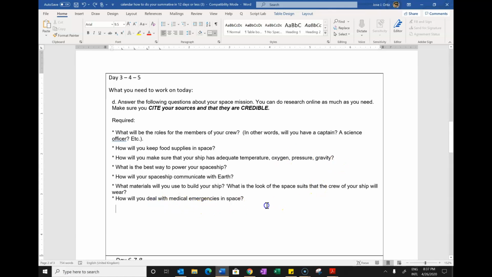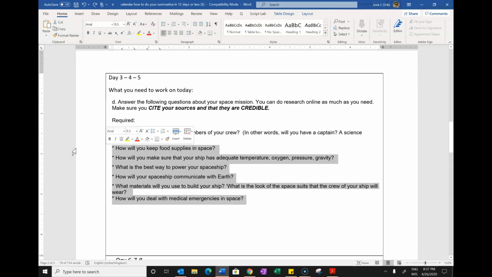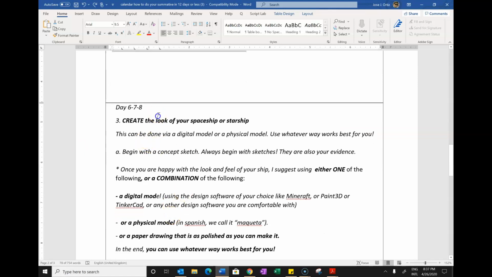Well, actually, the whole thing requires you to get very creative, because putting together a space mission is a very creative endeavor, if you will. For the next part, you're going to create the look of your ship, and this can be either digital or physical or a paper drawing or a combination of any of these. As long as you're happy with it, as long as you're comfortable with it, as long as you're enjoying what you're doing, I have no objections. However, I do suggest that you begin with a sketch and then combine your choices.